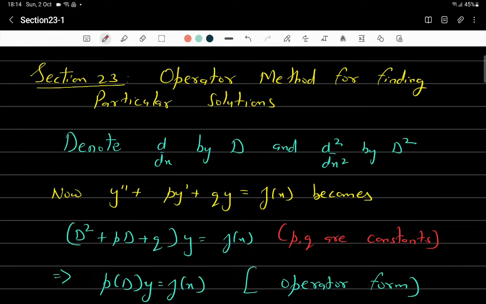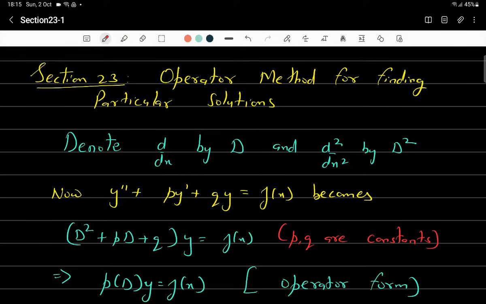Once we see the complete method, you will realize that using it is comparatively very easy than the methods which we have studied. Also, in the case of undetermined coefficients, f of x has some restriction that it can only be a polynomial, a sine cosine function, or an exponential function. Here we will see that f of x could cover more general cases in comparison to undetermined coefficients.